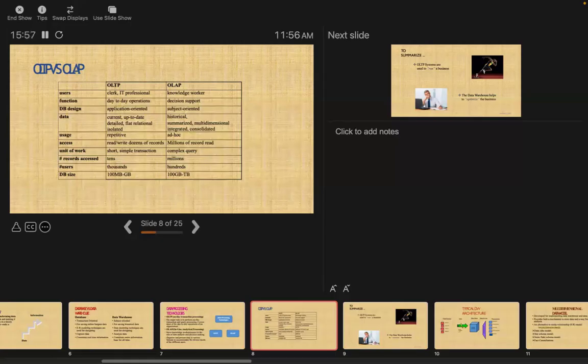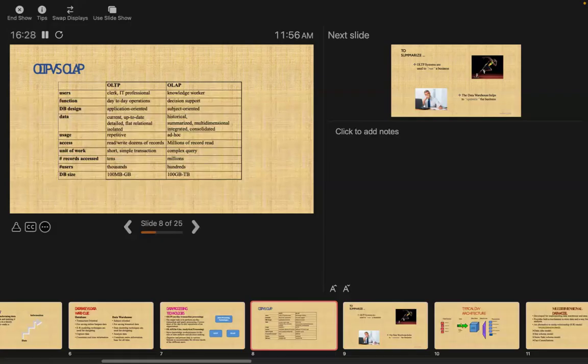Users may be thousands in the case of OLTP, because so many users may be available. Like the IRCTC website, everyone is booking the ticket. Yes or no? Train ticket, everyone is booking. So it confirms that in the case of OLTP, the number of users will be more, right? They are just performing some simple transaction.